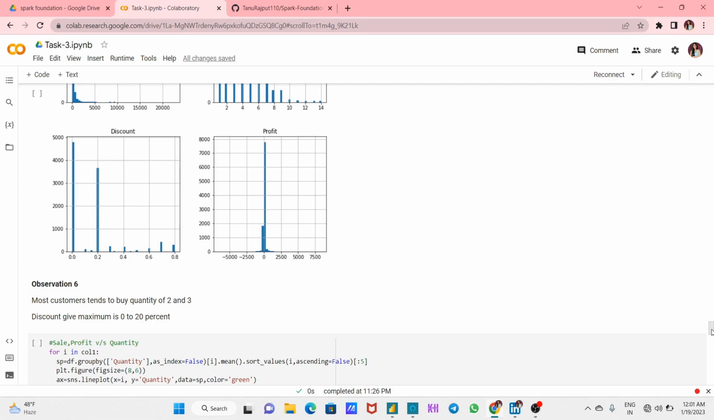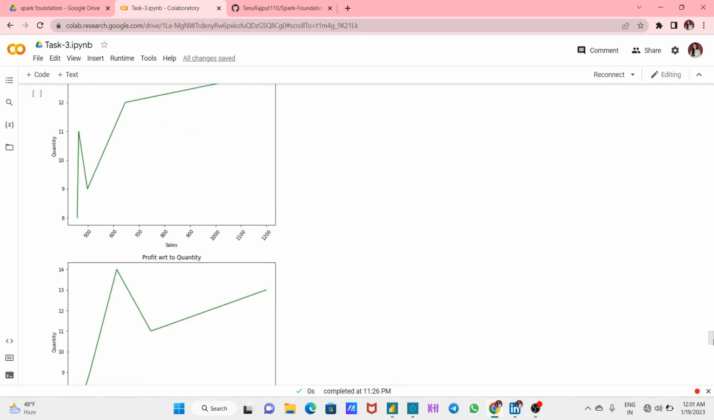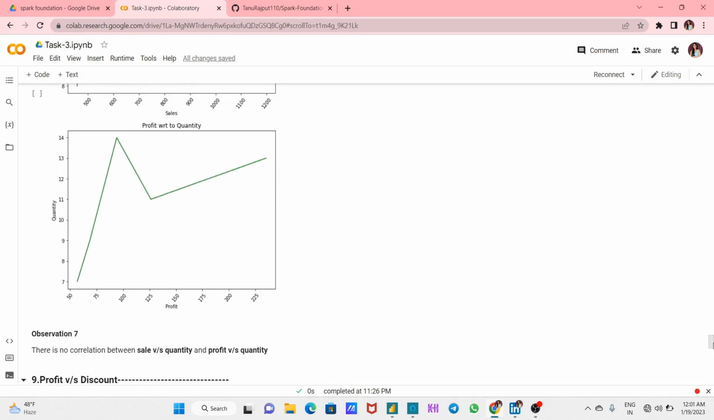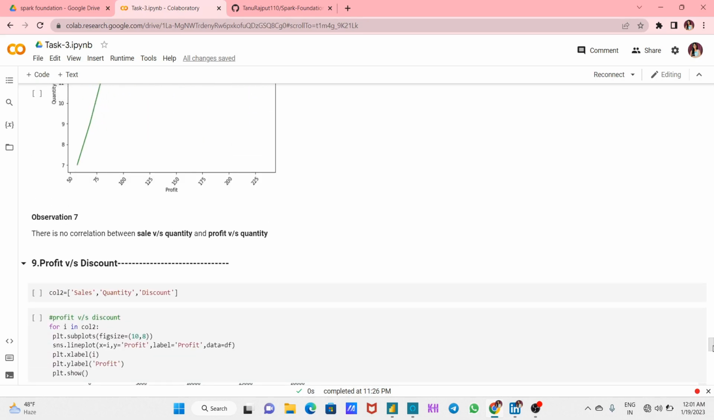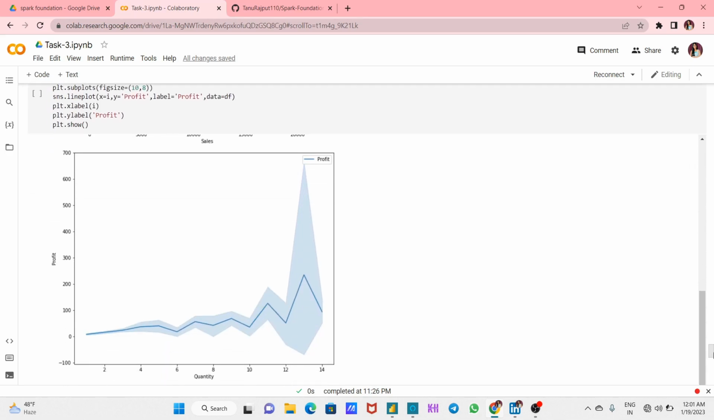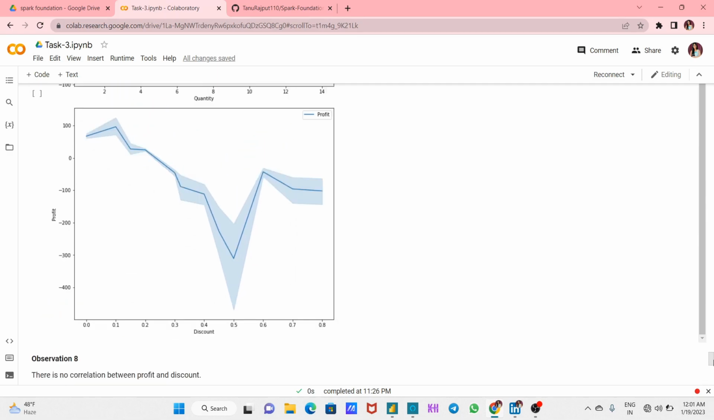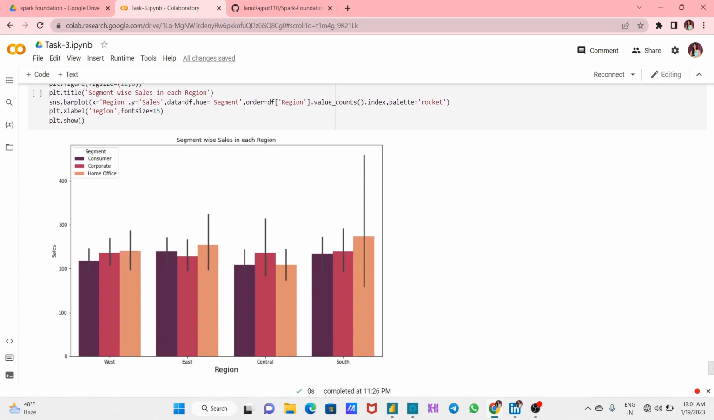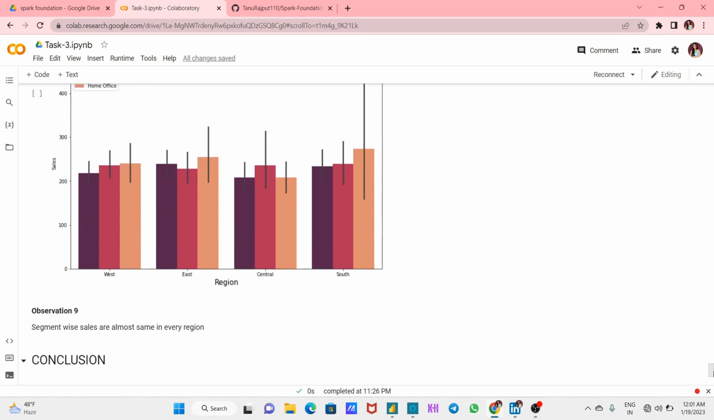So now let's compare sales and profit versus quantity. So here is profit with respect to quantity and sales. So there's no correlation between sales versus quantity and profit versus quantity. So now let's see profit versus discount. Is there any correlation between them? So here we can find that there's no correlation again between profit and discount. And segment-wise sales in each region, we can see that almost all are the same. All the sales are the same for each region.